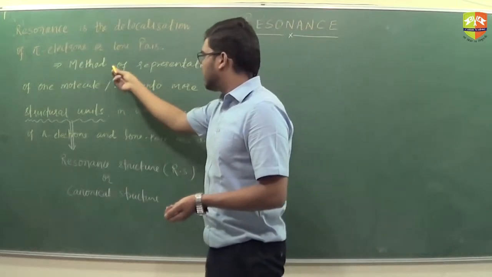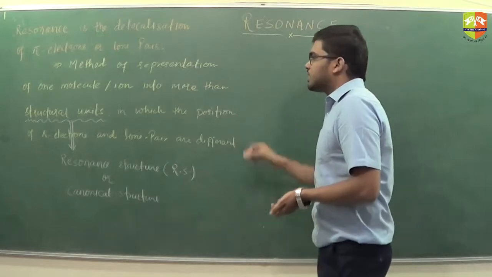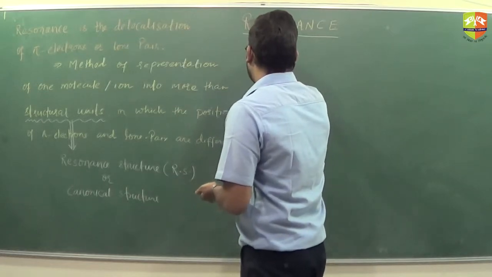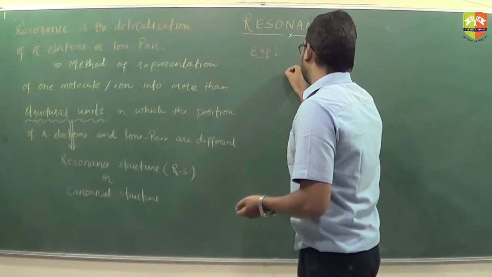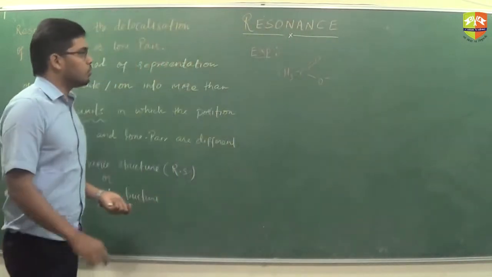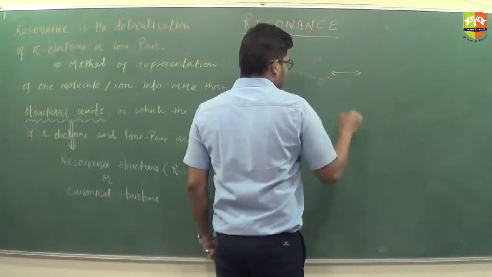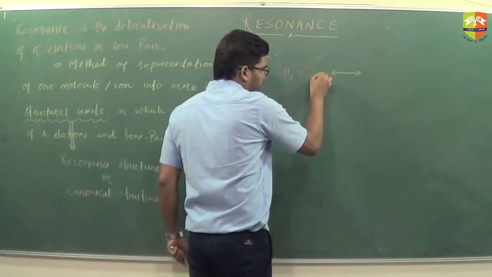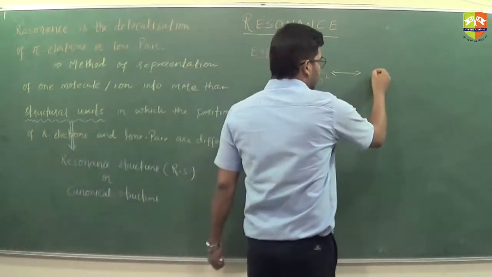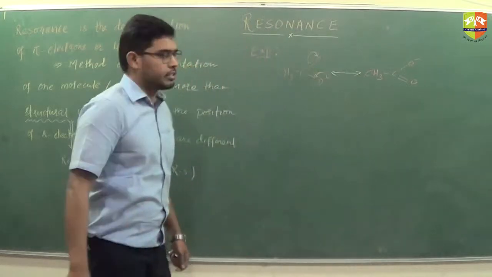So what is the meaning of what I've written here? Method of representation of one molecule or ion into more than one structural unit. To understand this, let us take an example. The first example I am taking is CH3 C double bond O, O minus. Now you see, another structure of this, the resonating structure, we can draw like this. The lone pair of electrons comes over here and this pi electron will jump onto this oxygen. So the other form we can write as CH3 C, O minus, double bond O. This is the other structure.